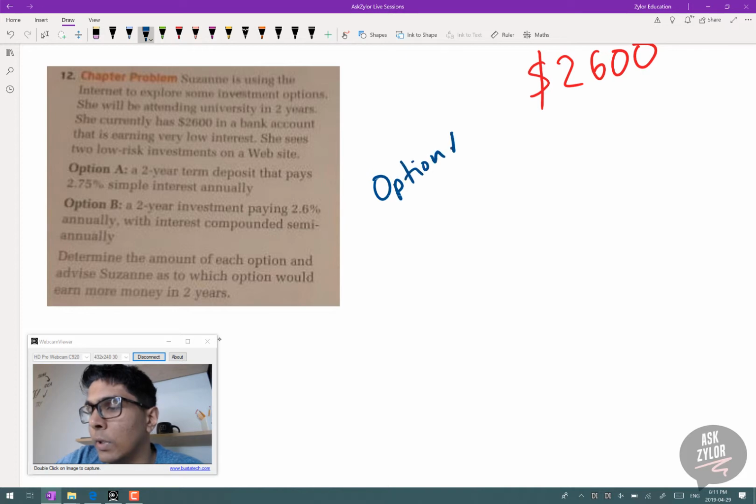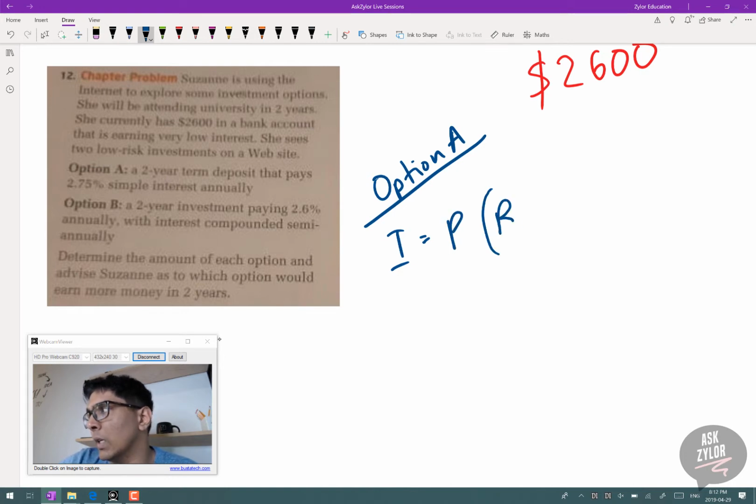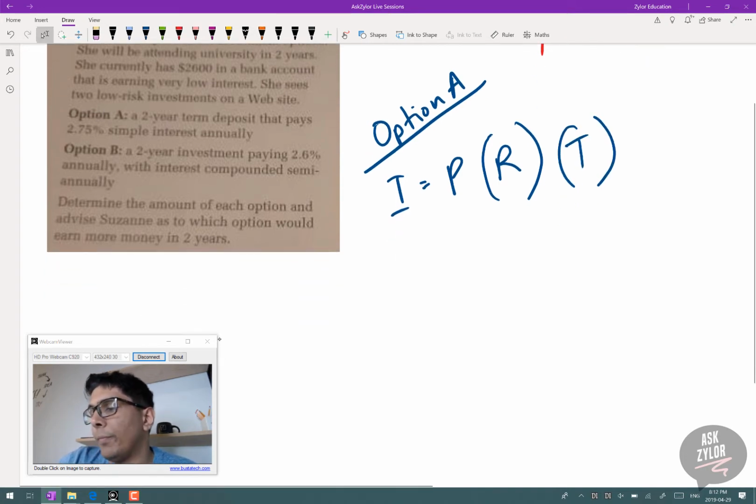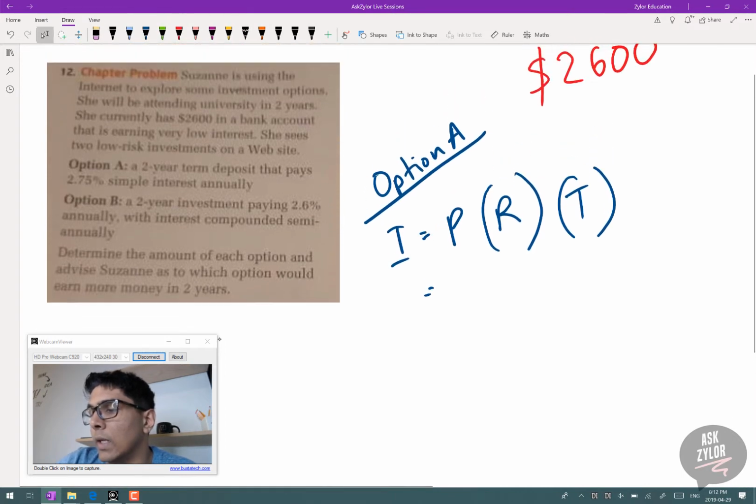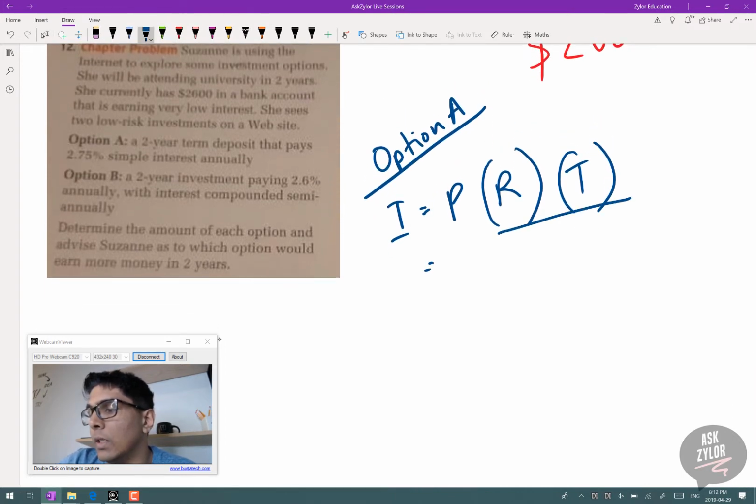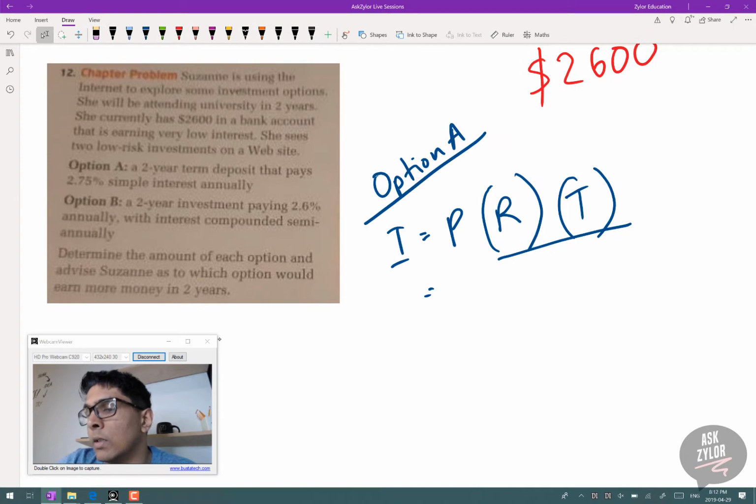So let's talk about option 1 and option 2. So let's first deal with option 1. So it's a 2-year term deposit that pays 2.75% simple interest annually. So then I'm going to write my interest equation to be my principal amount times my interest rate times t, where t would be my time. So the thing to note here is that my interest rate and time have to be in the same units in terms of time. So my rate has to be increasing annually, and my t has to be in terms of years as well. So my principal amount is 2,600.